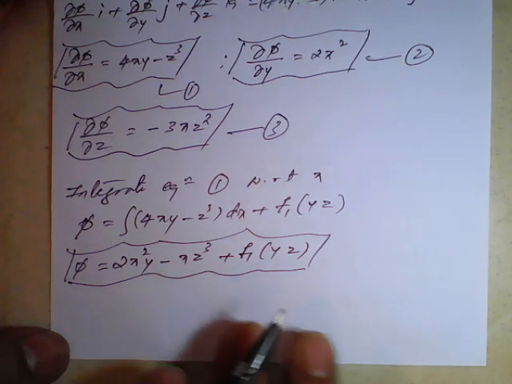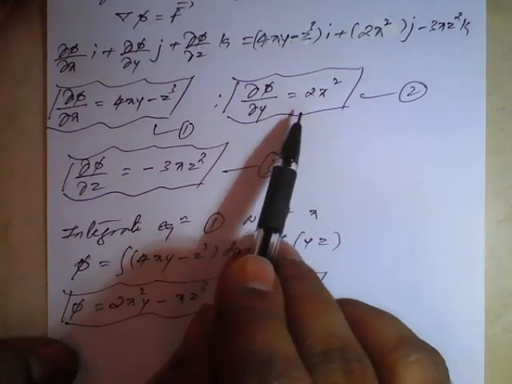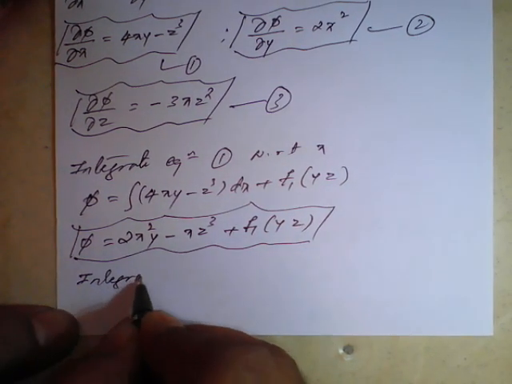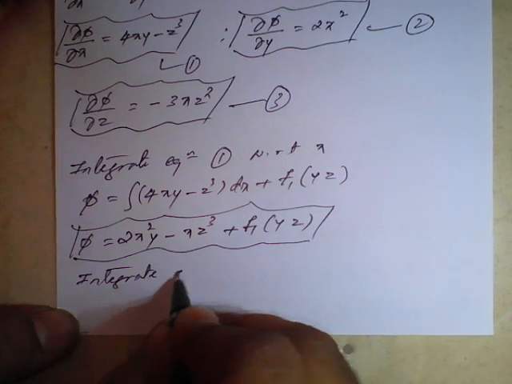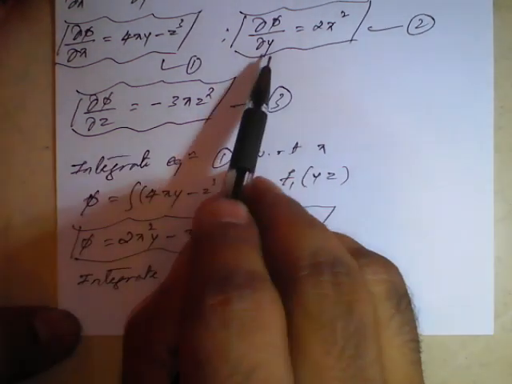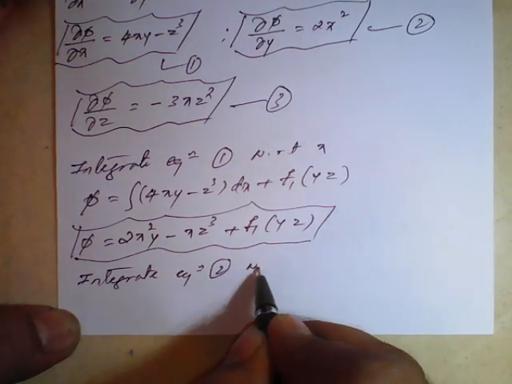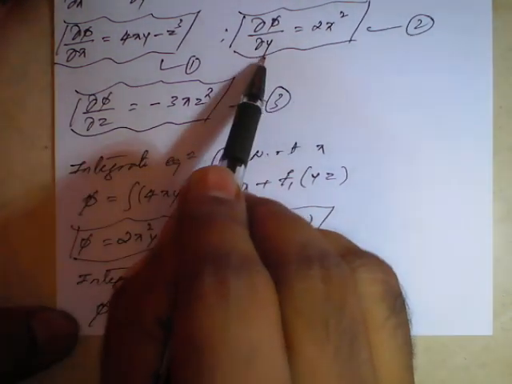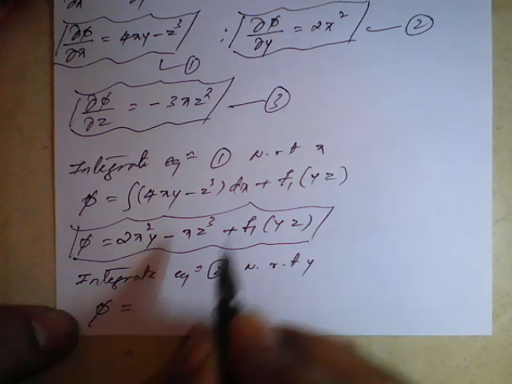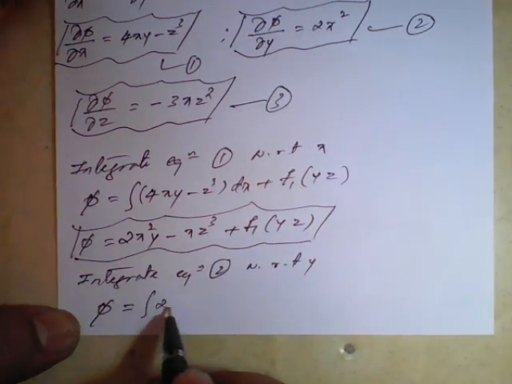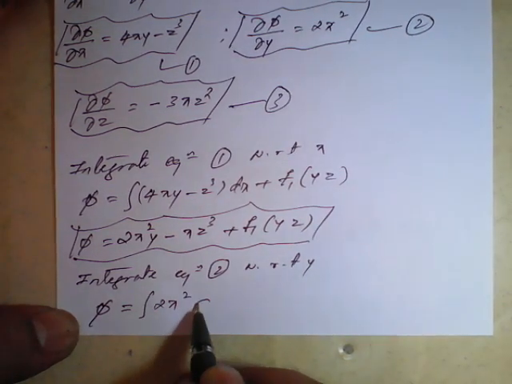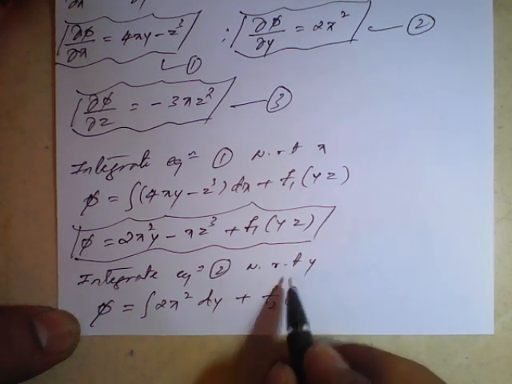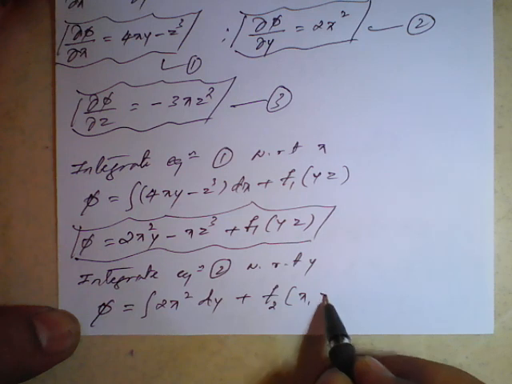Fine. Now next we'll integrate equation number 2. So on integration, integrate equation 2 with respect to y. So with respect to y, ∂φ/∂y will become φ, which is equal to the integration of 2x² with respect to y plus f2, where the function is with respect to y, meaning x and z will come.